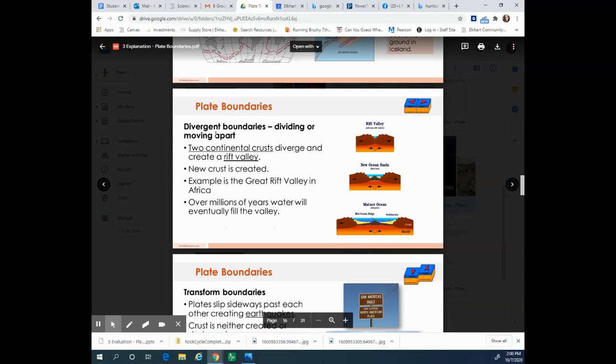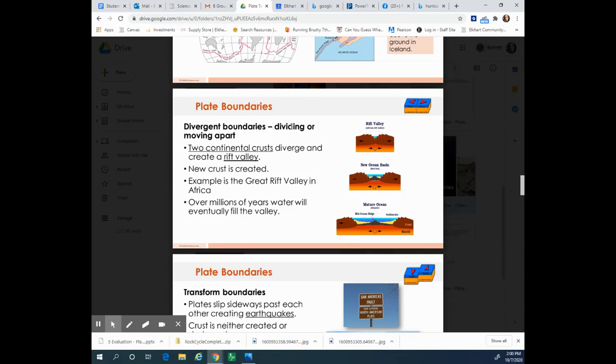Plate boundaries. Divergent boundaries are dividing or moving apart. Two continental crusts diverge and create a rift valley. This is when new crust is created. This is the example of the Great Rift Valley in Africa. Over millions of years, it will eventually fill in the valley, and we will have a new continent and a new ocean.